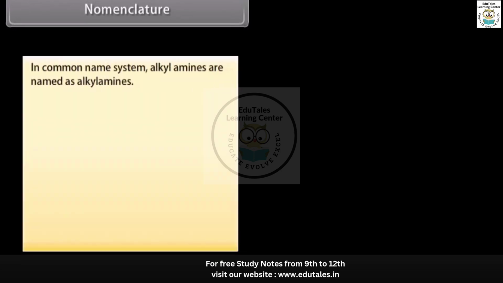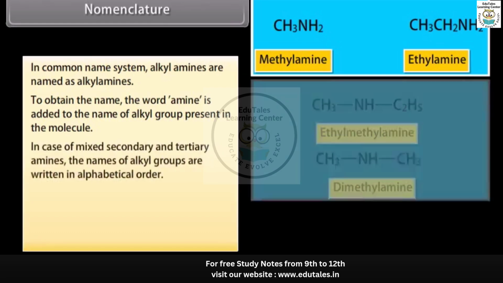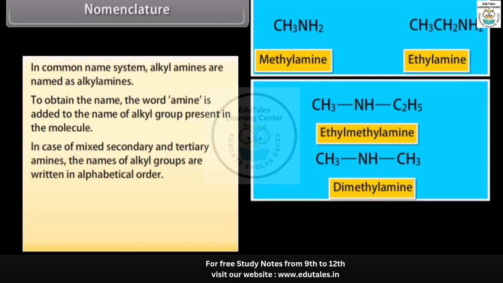Nomenclature. In common name system, alkyl amines are named as alkylamines. To obtain the name, the word amine is added to the name of alkyl group present in the molecule. In case of mixed secondary and tertiary amines, the names of alkyl groups are written in alphabetical order.